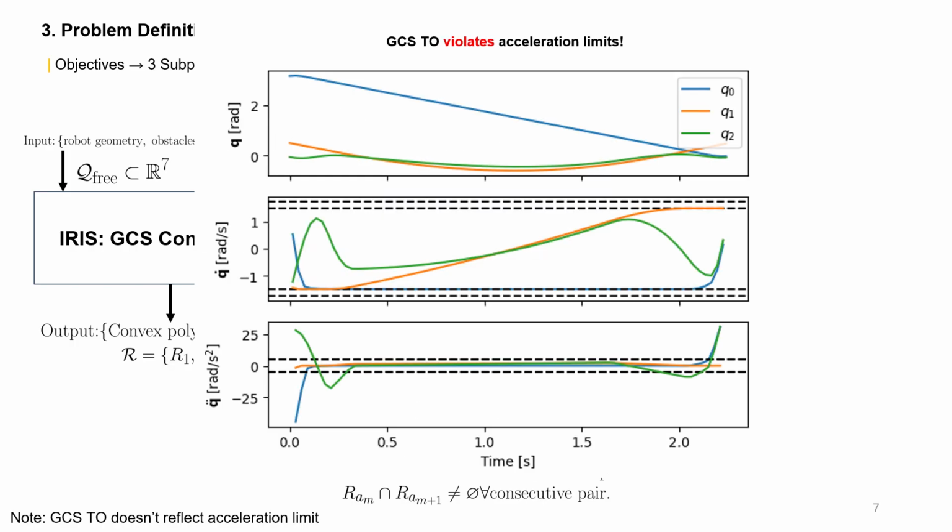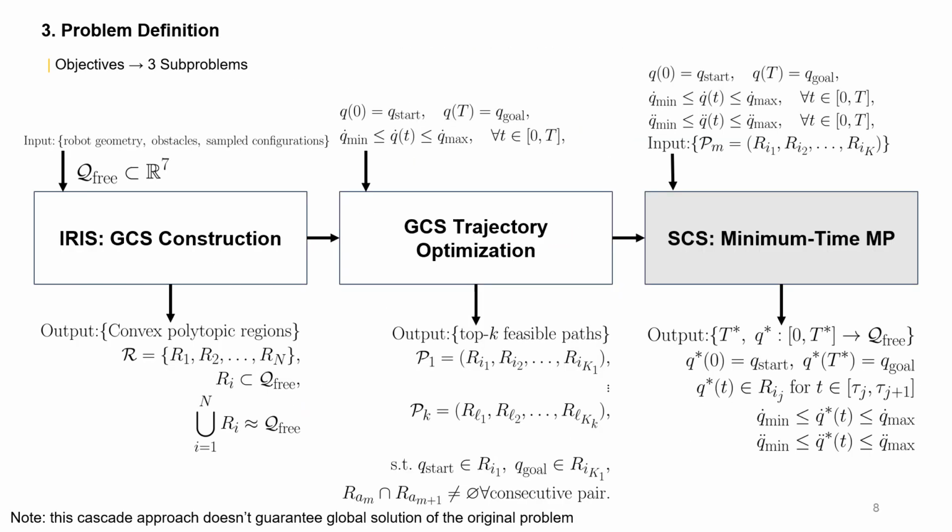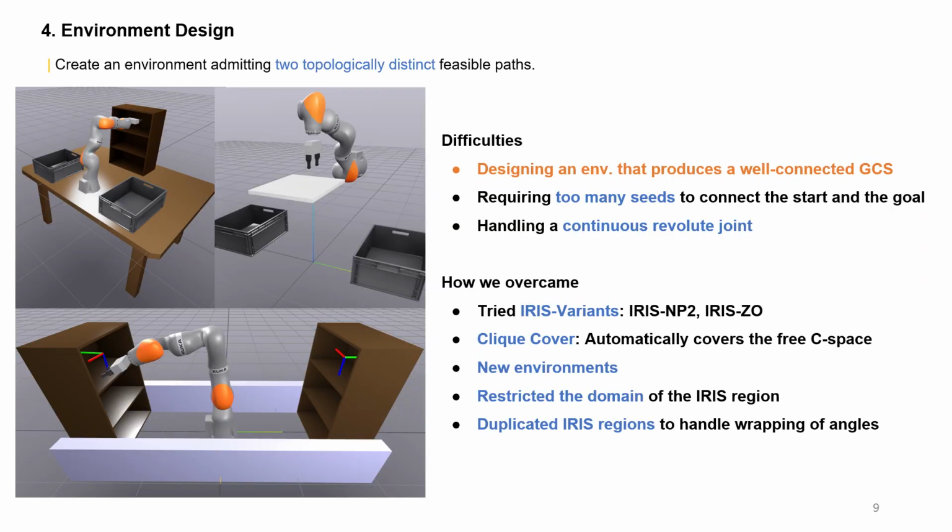Here is an example of a trajectory produced by GCSTO. While the trajectory satisfies the velocity limit, it violates the acceleration limit as shown in the bottom plot. This is why we add the final SCS stage, which explicitly enforces velocity and acceleration limits and aims for a minimum time trajectory. For our environment design, we desired to create an environment which admits two topologically distinct paths.